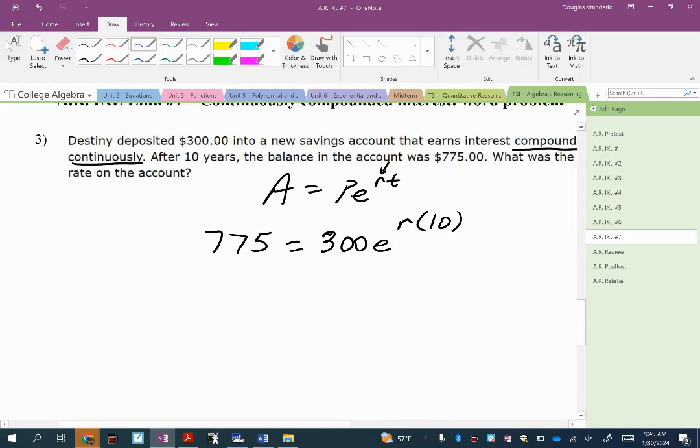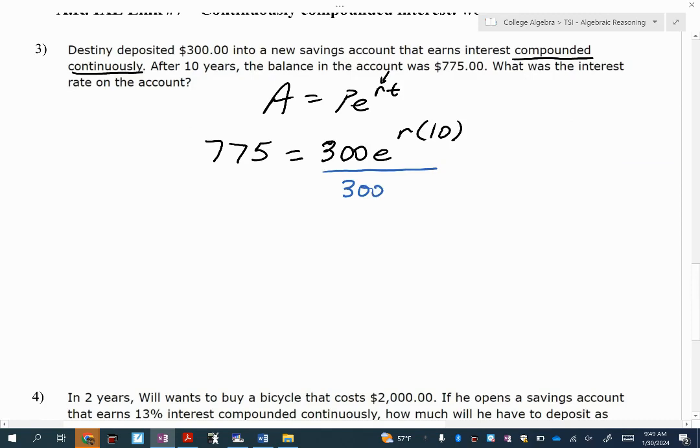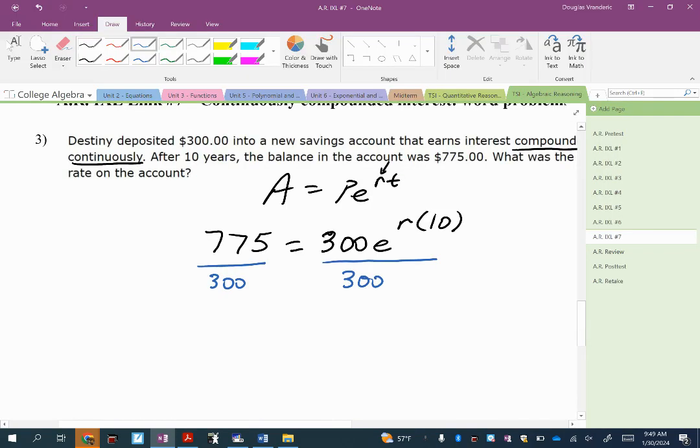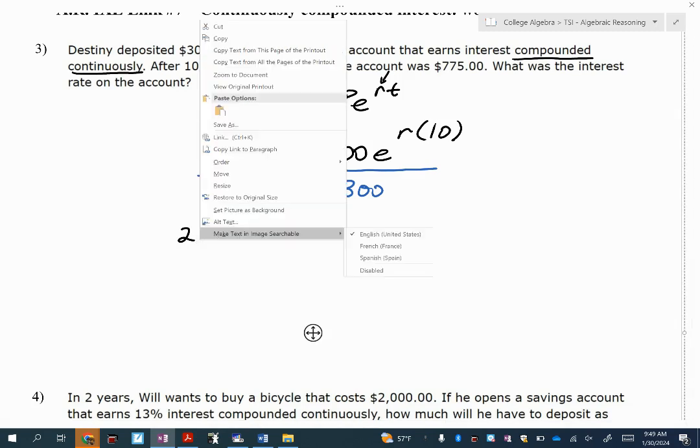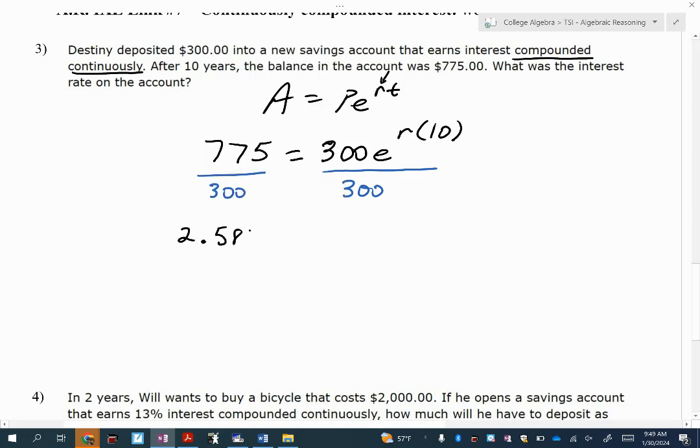So let's divide both sides by 300. What's 775 divided by 300? 2.583 repeating. Now, do you see how I left space in front of this E? Because what am I going to do to both sides of this equation? I'm going to take the natural log of both sides.